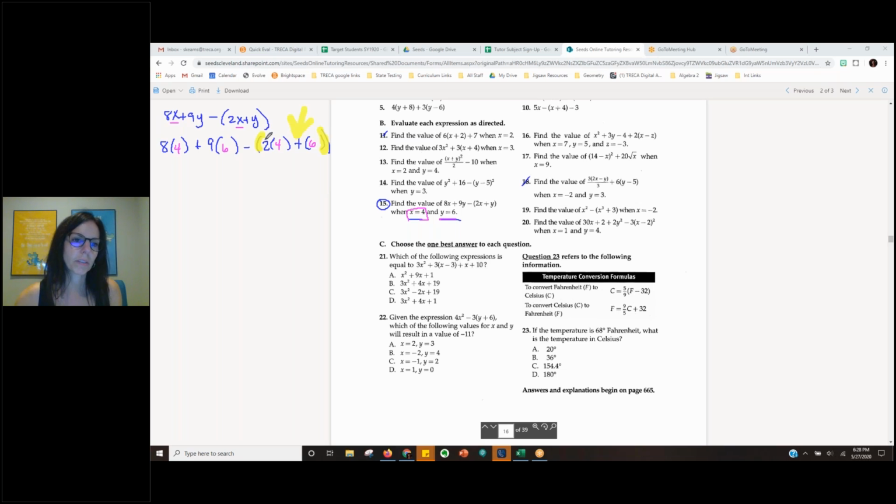So inside the set of parentheses, I have 2 times 4, which is 8. And then I have 8 plus 6, which is 14.